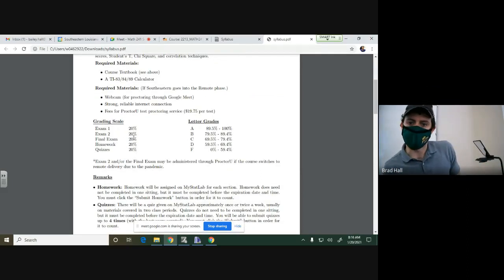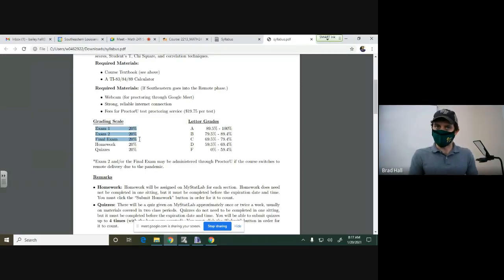Grading scale, pretty simple. Every assignment is worth a fifth of your grade. We have 2 exams and a final. I did not want to do a giant midterm and a giant final that were worth 30% each, so I worked in 2 exams and a final. It leaves a little bit of room, so if you bomb one of these, it's not completely the end of the world.